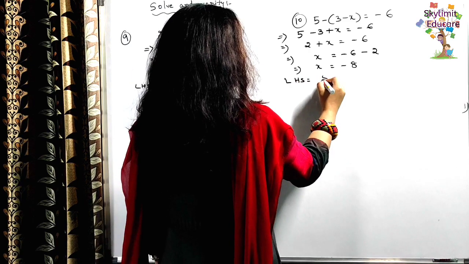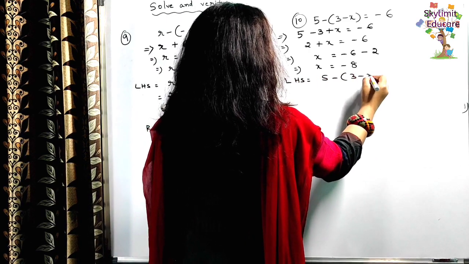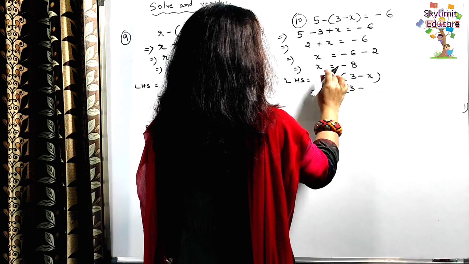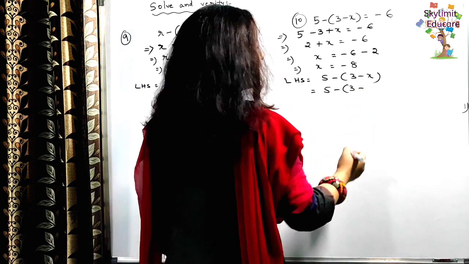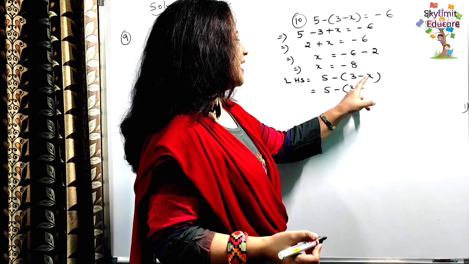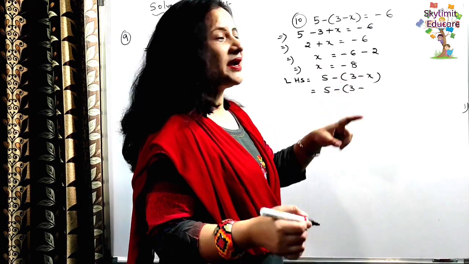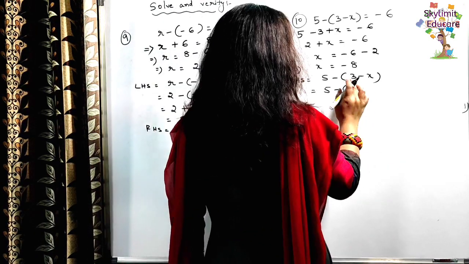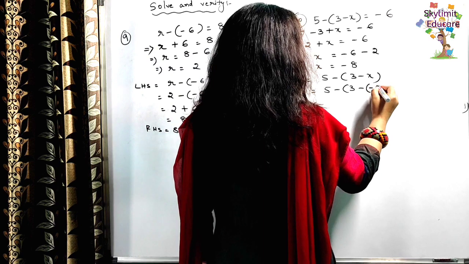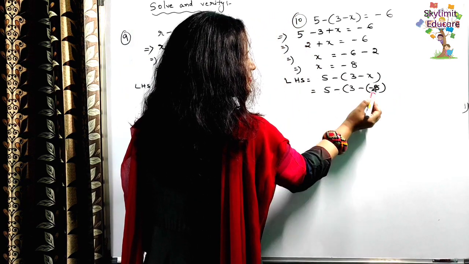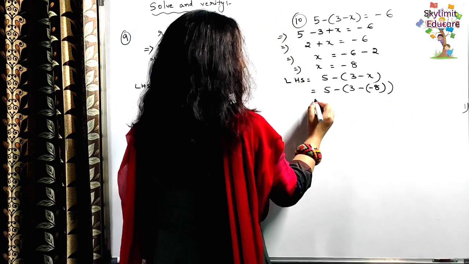LHS is 5 minus 3 minus x. 5 minus 3 minus, what is x? x is minus 8. See, there is a minus sign already here. This is this minus sign. But x itself is carrying a minus sign. Yes or no? So what you should do here? You can put one more bracket and write it in. See, this minus sign is this, and x itself is minus 8. Okay, so don't get confused with that.